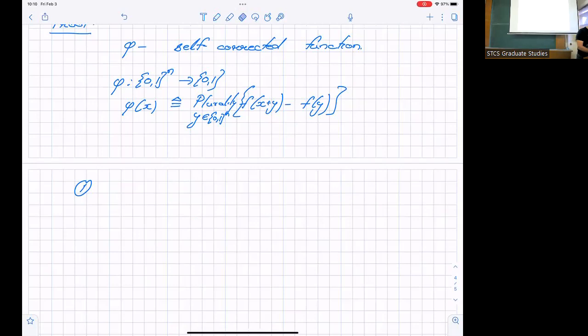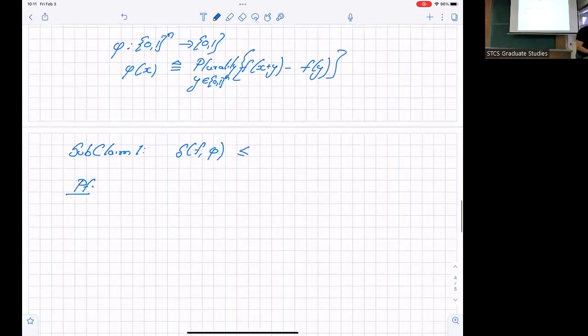So I want to make several sub-claims. The first one of them I want to say is this phi is actually very close, delta phi is small. We'll see how small that is in the proof. Actually, phi, the self-corrected function, is not too far from f. And this is actually an easy fact.